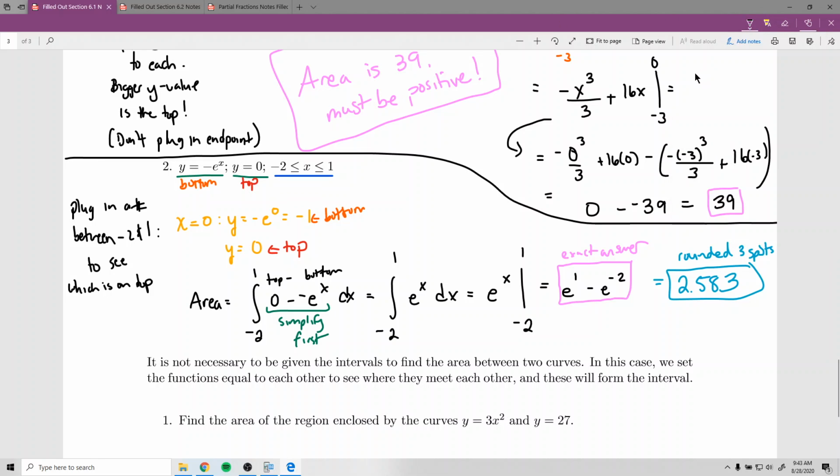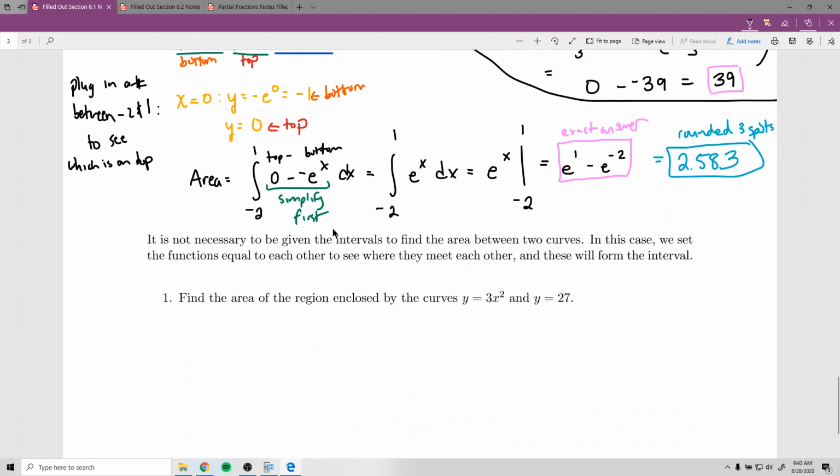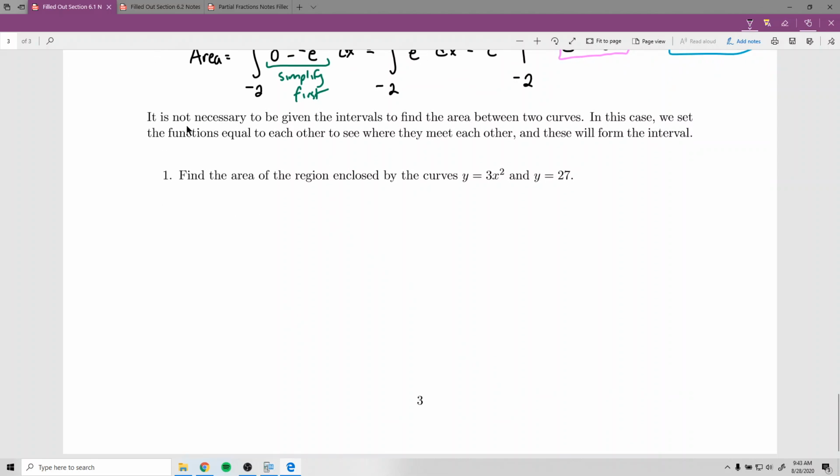All right. But for the most part, when you find the area between two curves, that's it. Now there are examples of problems where you don't need to be given the endpoints because the way the graphs work is they intersect each other. And it just wants you to find the area between them where they intersect. So this last example we have here is exactly one like that. It says, it is not necessary to be given the intervals to find the area between two curves. In this case, we set the functions equal to each other to see where they meet, and these will form the interval.